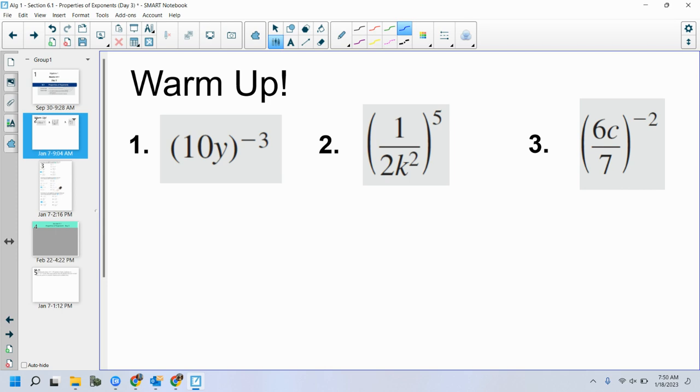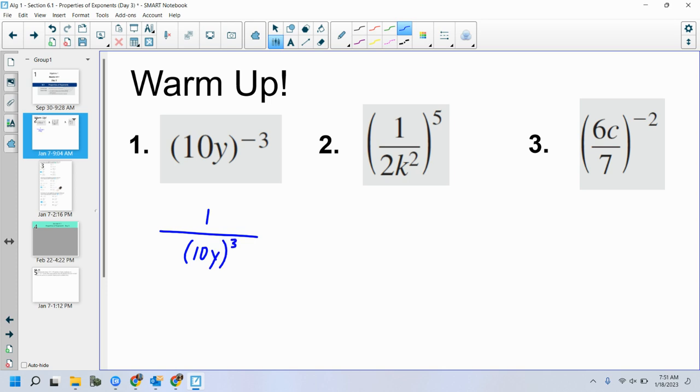All right. First thing I want to say, negative exponent for number 1. What do I do with that? What's that tell us to do? Make it go down to the denominator, right? The negative exponent moves it down to the denominator. So this is 1 over 10y to the positive third.